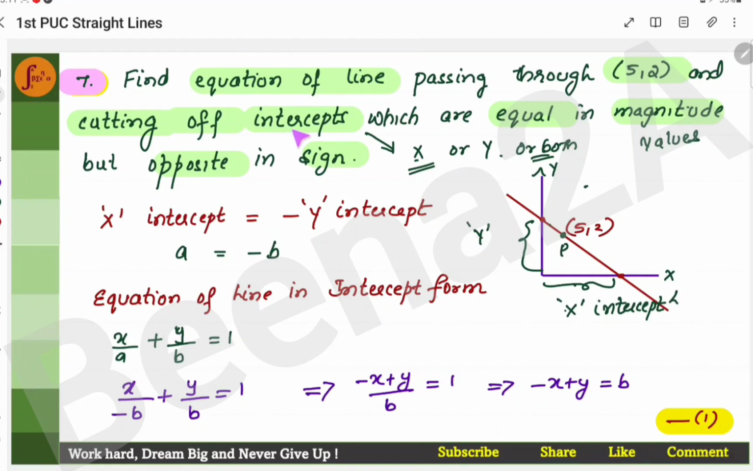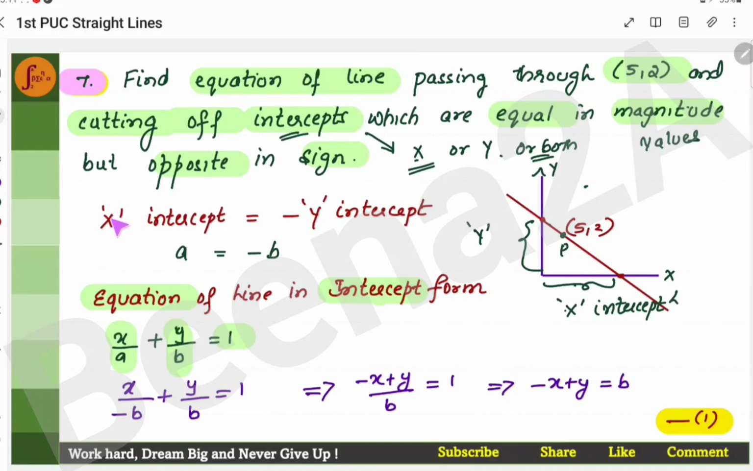So now, the moment you see intercept, you will have to use intercept formula. See, what is the intercept formula? x by a plus y by b is equal to 1. Now remember, it's equation. Equation means it has to have x and y. Intercept means it has to have a and b. A and b should be there. So you can easily remember this equation. x by a plus y by b is equal to 1.